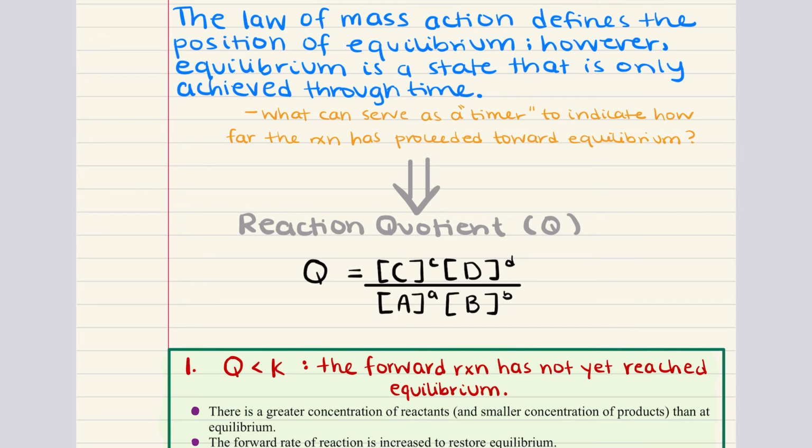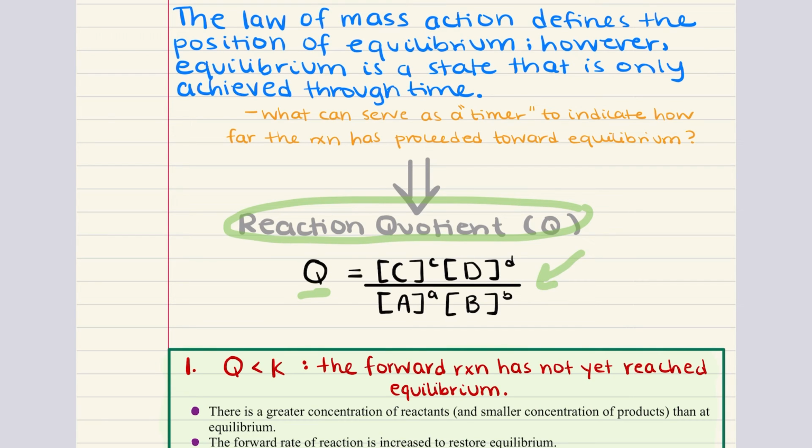Like we said earlier, the law of mass action defines the position of equilibrium, but achieving equilibrium takes time, which can vary from microseconds to millennia depending on the rates of the forward and reverse reactions. To gauge how far a reaction has progressed towards equilibrium, we can use the reaction quotient, denoted as Q. At any point during a reaction, we can measure the concentration of all the reactants and products and calculate Q using this equation.